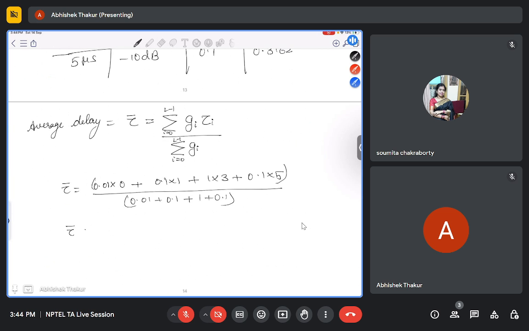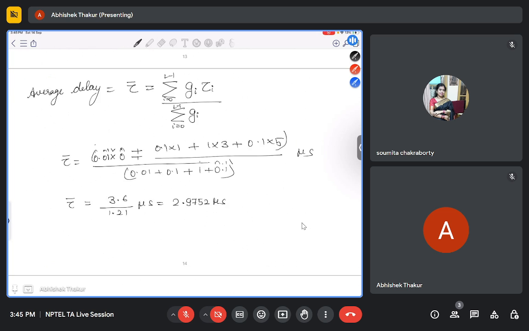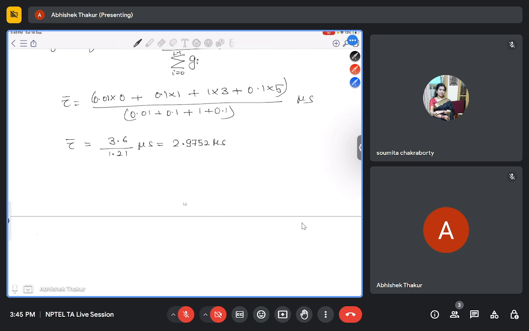So the average delay spread, that is equal to, this will be in microsecond, 3.6 divided by 1.21. So after division we will get 2.9752. So this is our average delay spread. Now we will use this tau bar to find the RMS delay spread.